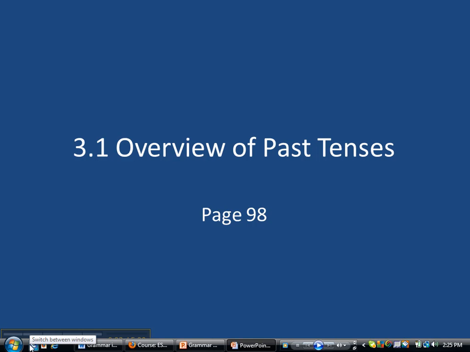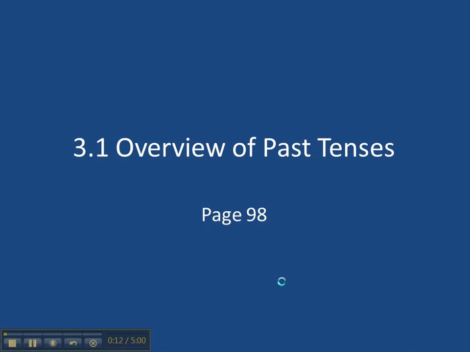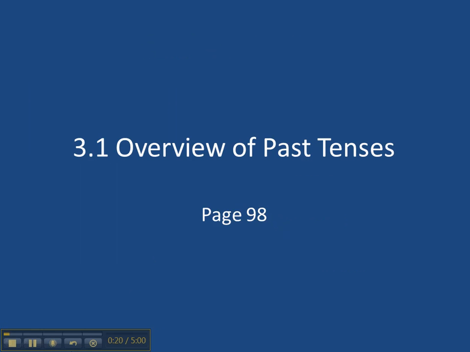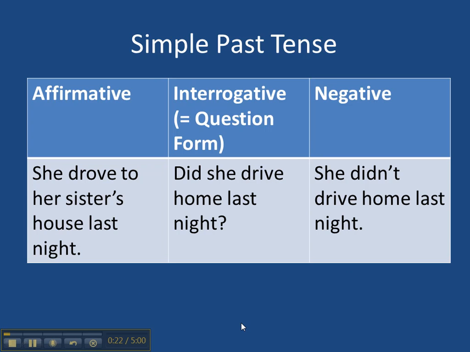I'm going to talk about the list of past tenses, which is on page 98 of your book, and this is review. First of all, the simple past tense. You can see here, oops, to go back, hold on. Here is an irregular verb in the simple past tense, drove.